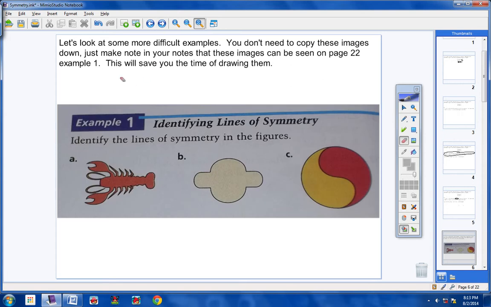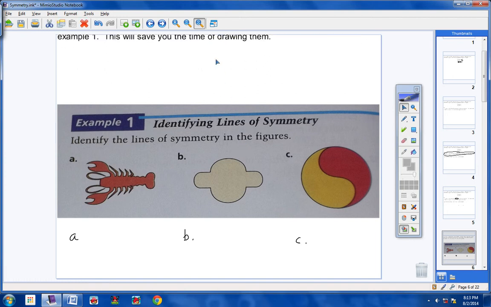Here we go. Let's look at some more difficult examples. Now, you don't need to copy these figures down. Just do this in your notes. Write page 22. Write that in your notes, please. Example number 1. Then we're going to take some notes about A, some notes about B, and some notes about C. But there's no need to waste class time and copy all of these figures down. Just write down page 22, example number 1, and let's go ahead and get started.